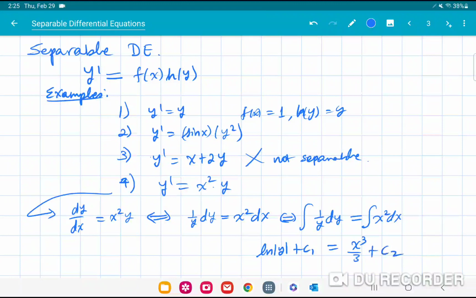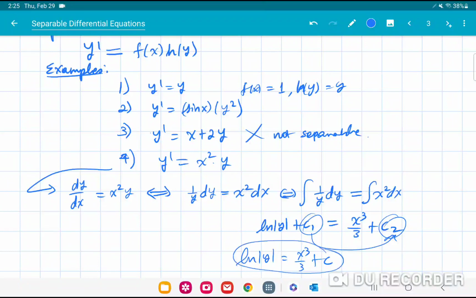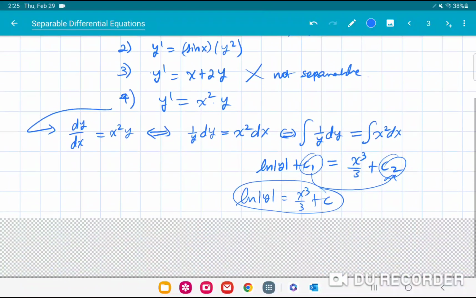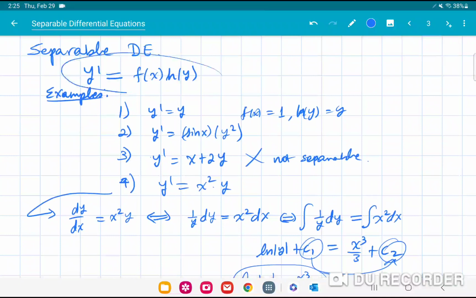So we have essentially solved the differential equation. These two are just arbitrary constants. So we're going to move this and add it to that one. So natural log of y is x cubed over 3 plus c. Then we can rewrite y. We can solve for y. We'll do that in the next examples. So basically, a separable differential equation looks like a differential equation in the form y prime equals f of x times a function of y, h of y. So I will come back to that.